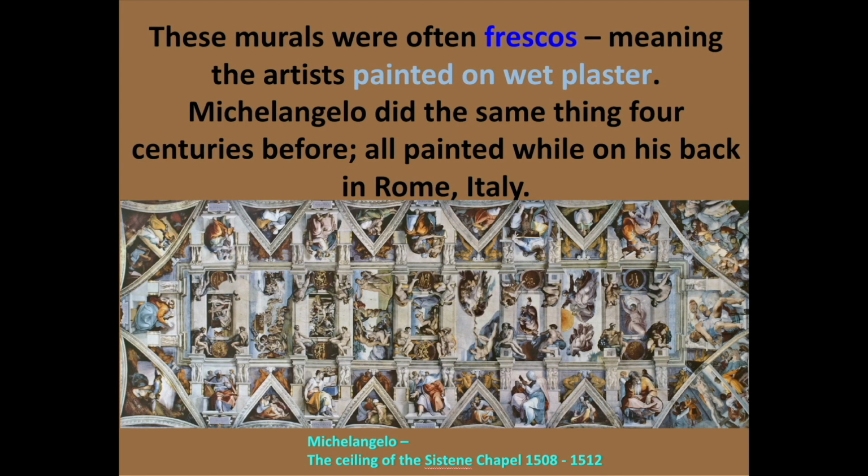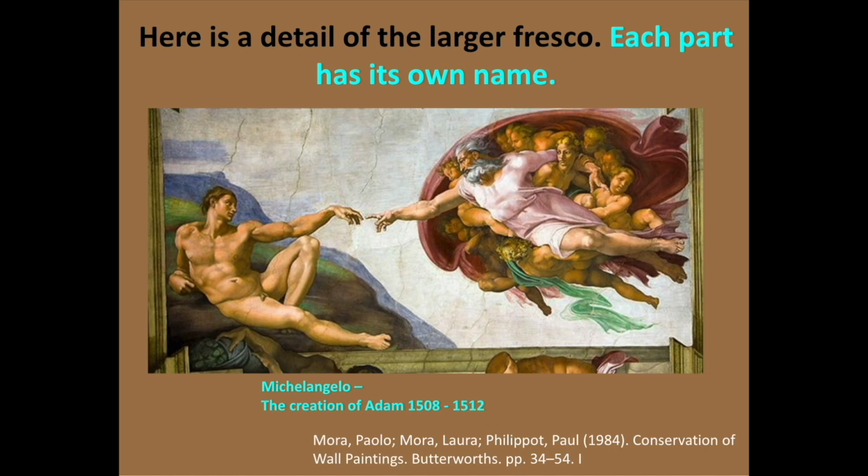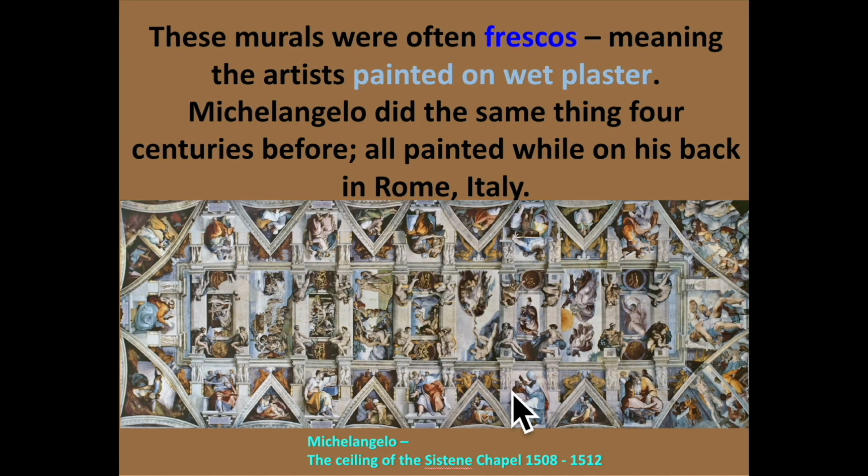Another notable form of mural painting is frescoes, which means the artist painted on wet plaster. Here you can see an image of the Sistine Chapel ceiling. Each section has its own name. Here you can see the creation of Adam. And if we go back to this central image, the creation of Adam is actually right here in the middle.